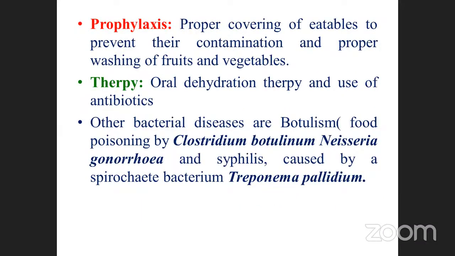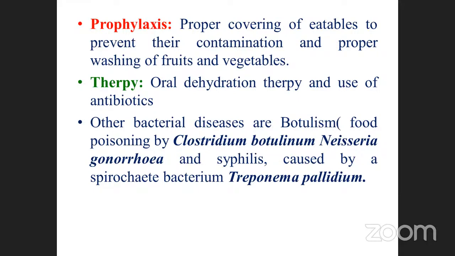Prophylaxis: proper covering up of eatables to prevent their contamination, and proper washing of fruits and vegetables. When you are buying fruits and vegetables, they are open in the market, isn't it? Some flies, some vectors, can spread microorganisms on them, and they can lay their eggs on the vegetables. So you have to wash them properly and also use them properly.